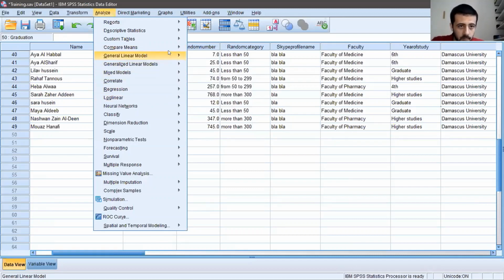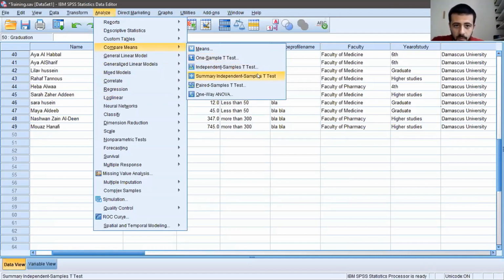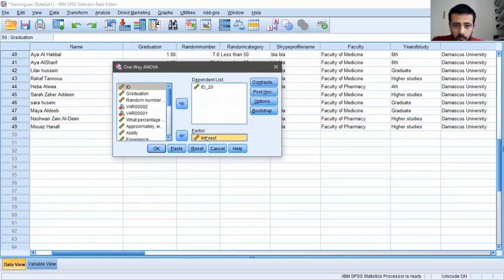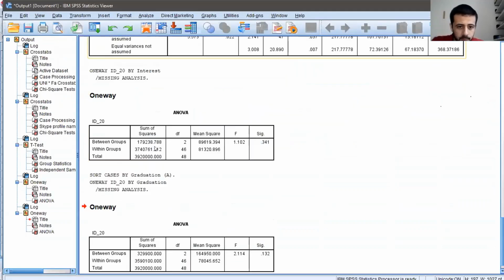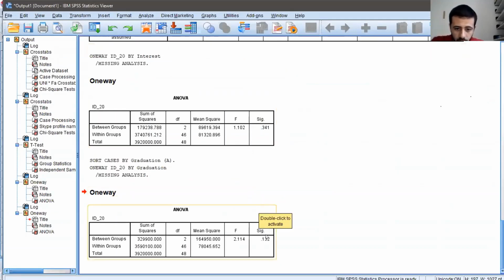analyze, compare means, one-way ANOVA, and we can put it in here. Okay, so here we have a significance, and you need to tell me about this significance and the understanding about this after the break.